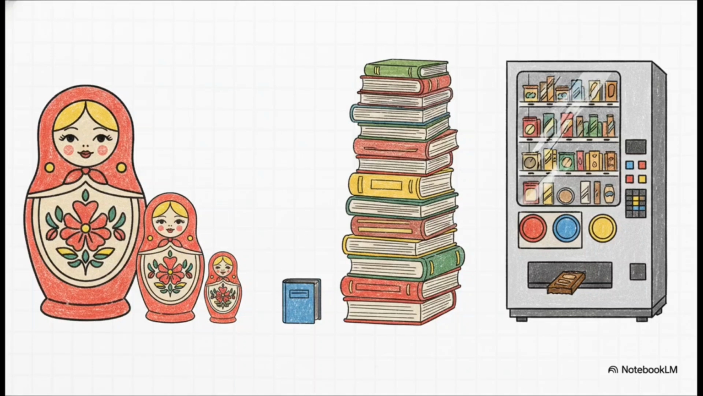Or even use interface comparisons, like explaining an API as the buttons on a vending machine. You don't need to know the engineering of how the machine actually drops the chips, you just press the button and boom, you get your snack. We humans are just naturally drawn to stories and relatable physical examples.